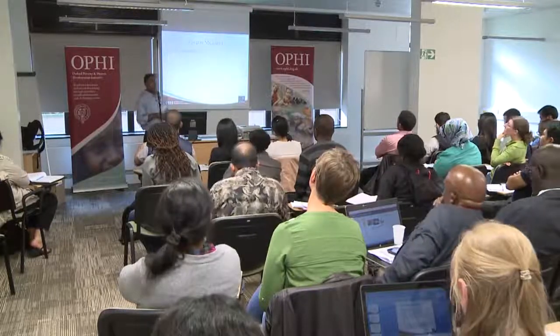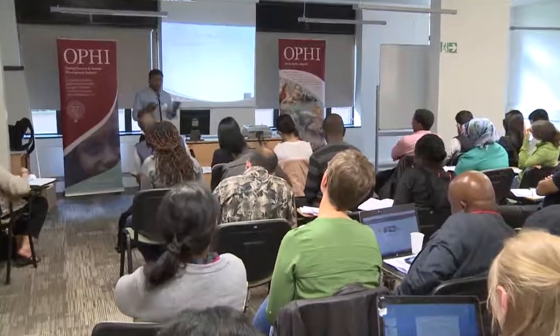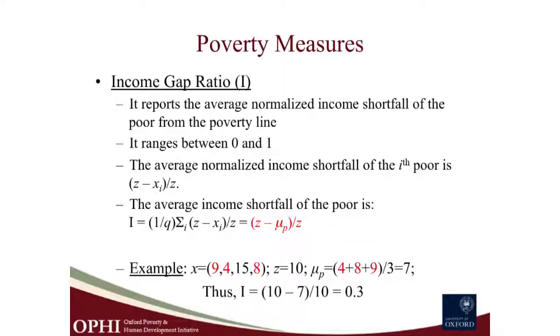The next one is the income gap ratio, which is thought to be an improvement over the headcount ratio. What does it do? It reports the average normalized income shortfall of the poor from the particular poverty line. It also ranges between 0 and 1. First, the normalized income shortfall of each poor person is computed as z minus xi over z.